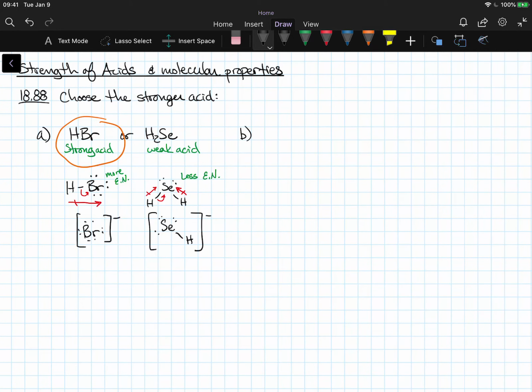The next problem is not so straightforward, so let's get these both up here. We have our perchloric acid, so HClO4, or sulfuric acid, H2SO4. Now we can't just go through and look and say which one's the stronger acid, because these are both strong acids in water. They both dissociate completely. So we need to take the molecular view right away. Let's just make a little note. This is a strong acid in water, and this is also a strong acid in water.